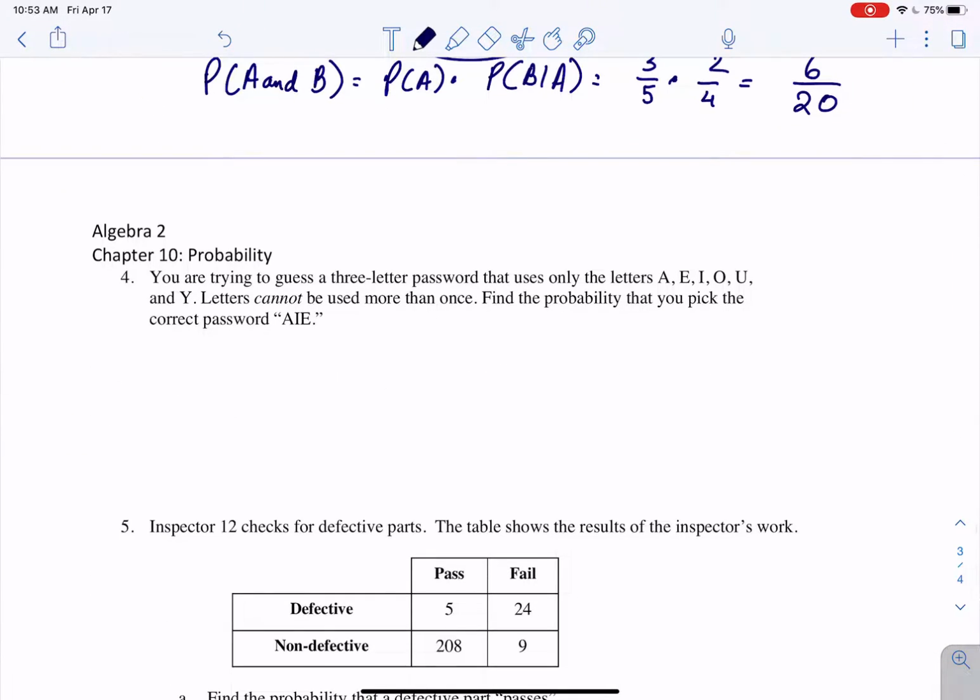Let's try a different example. Here we're trying to guess a 3-letter password where, again, the only letters are A, E, I, O, U, and Y. But here we cannot repeat the letters. So now we want to know the probability that we picked the password A, I, E.